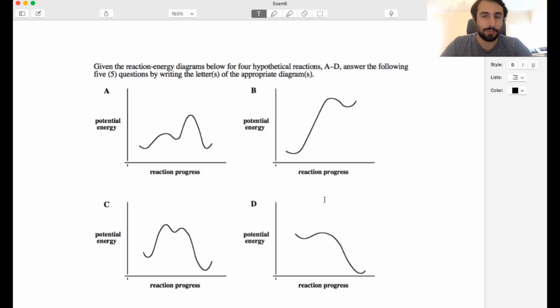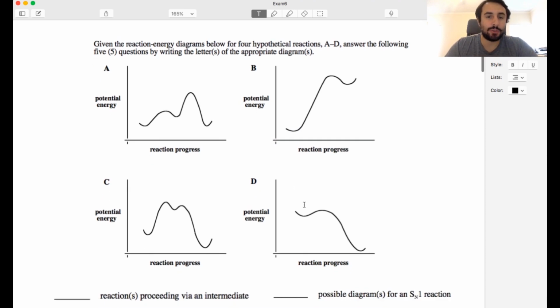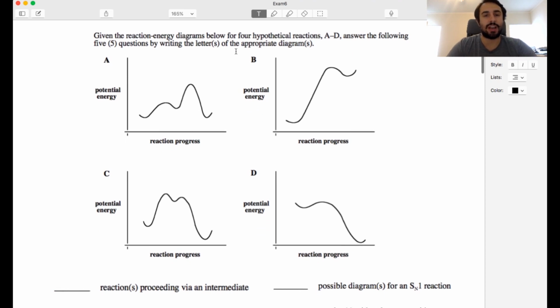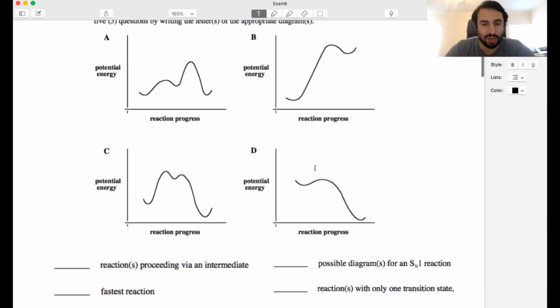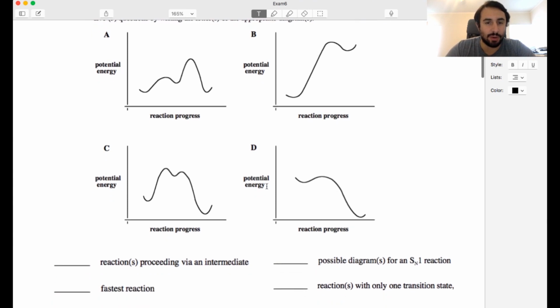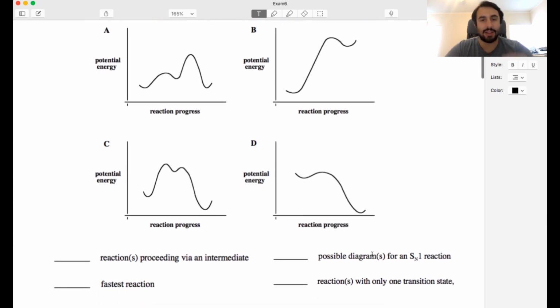Okay, let's try another practice exam. The first question here, we've got some energy diagrams. Given these energy diagrams below for four hypothetical reactions, we want to answer these questions. There were five, I just chopped it down to four for space, by writing the letter of the appropriate diagram. So we want to match the diagrams to these statements.